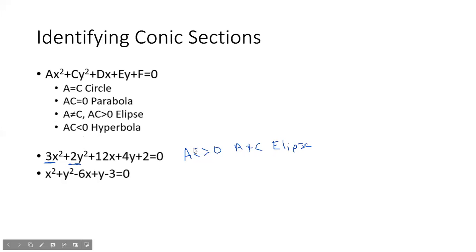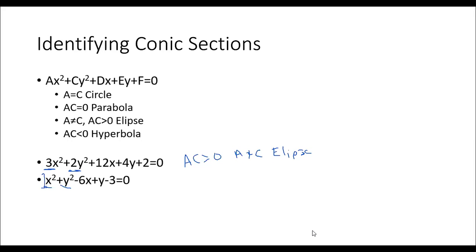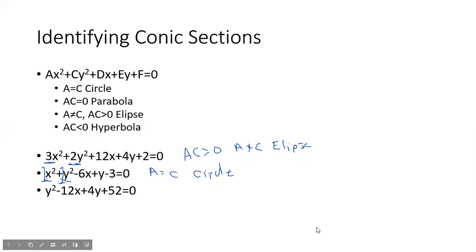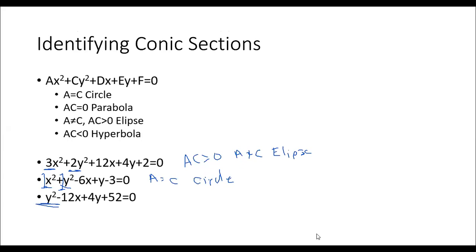Okay. Our next example, we have x squared plus y squared. We don't see it written here, but these coefficients are a 1 and a 1. So they're the same. So A is equal to C. So this is a circle. Our next example, we have y squared minus 12x. Well, we don't have an x squared, so we just have this y squared. So A is equal to 0, so AC is equal to 0. So this is going to be a parabola.